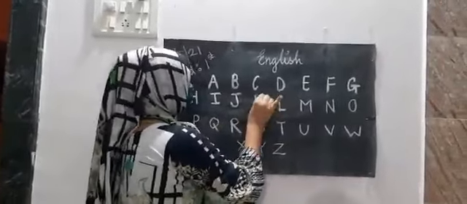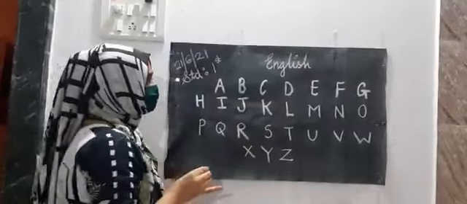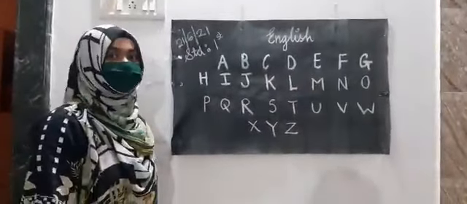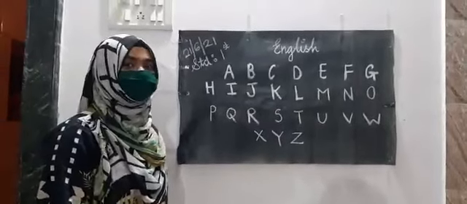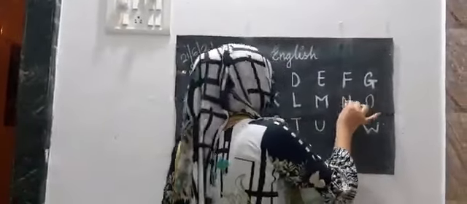J for joker. Next is K. K for kite. Next is capital L. L for lion, the king of jungle, you know na? Yes. Next alphabet is capital M. M for monkey. Next alphabet is capital N.